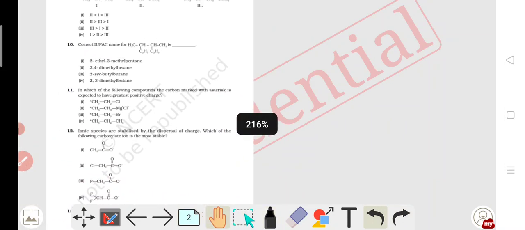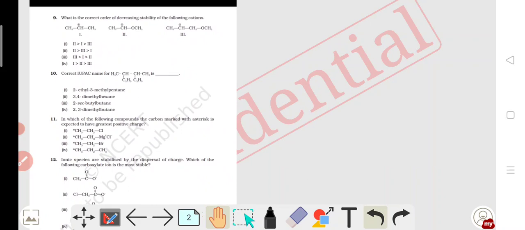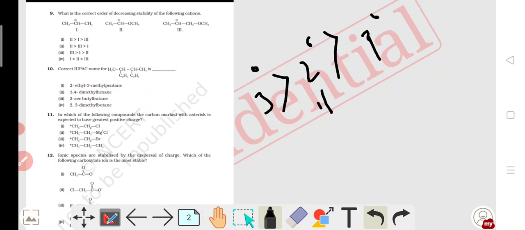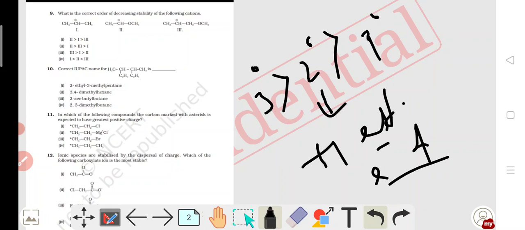Here is question 9. The correct order of decreasing stability of the following cations. In the previous lecture I have told that decreasing means from higher to lower, or most to least. As you know, the stability of carbocation is 3 degree, 2 degree, 1 degree, and it can be explained through the plus I effect group or electron donating group.